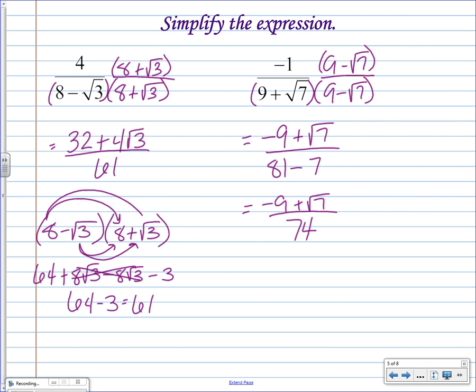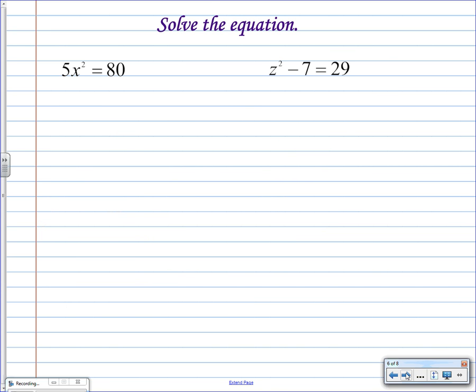Okay? And I do want to point out I cannot simplify these 32, 61, and 4 unless a number goes into all three of these numbers. So I can't simplify unless something goes into all three. There's a 1 in front of the square root of 7, so there's no simplification that can be done. Okay, almost done. Here we go.